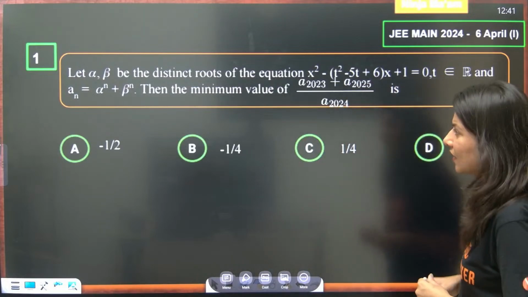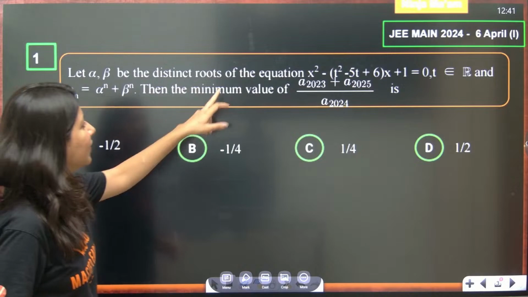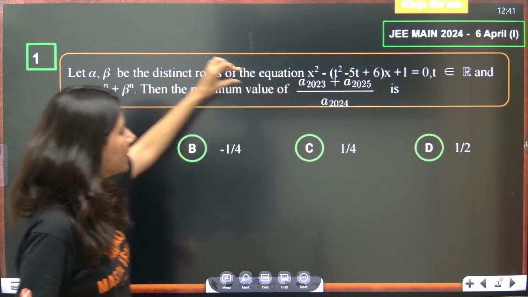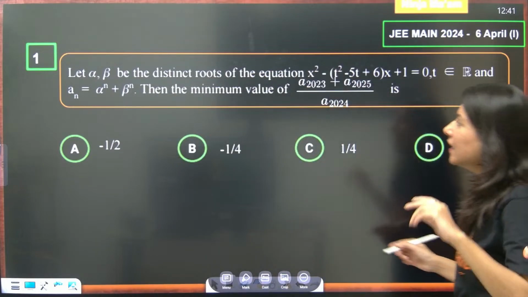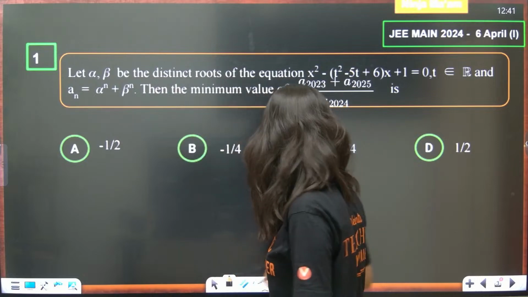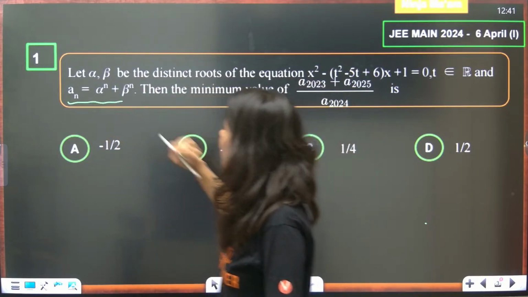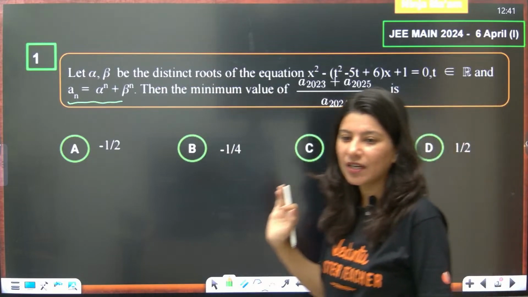Okay, let alpha, beta be the distinct roots of the equation given. So as per the question, this is a quadratic equation whose roots are alpha and beta, correct? Now a_n is nothing but alpha^n plus beta^n. Then the minimum value of this expression is what they are looking for.